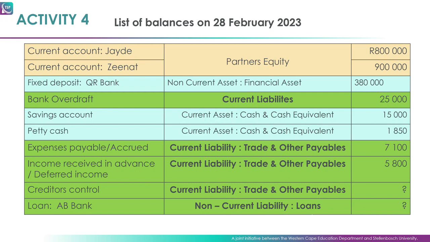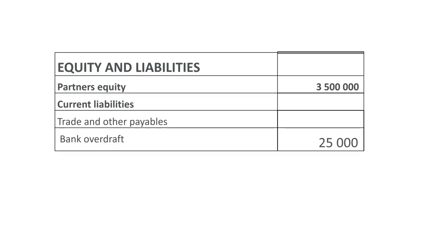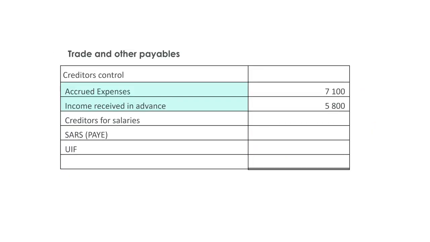Then we have the last one, the loan, which is a non-current liability, which will be disclosed under the loans. So for our equity and liabilities, so far we have a bank overdraft of 25,000 Rand, which we've just inserted into your answer sheet. And then we have our accrued expenses and income received in advance in our trade and other payables note of 7,100 and 5,800 Rand. Remember, these amounts were given, so it should be fairly simple to do.